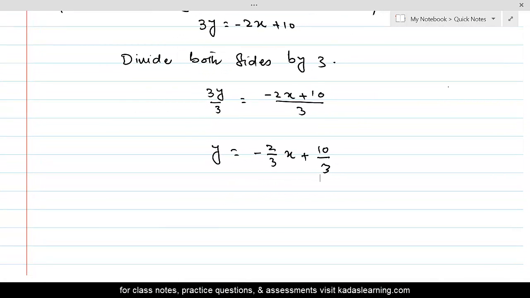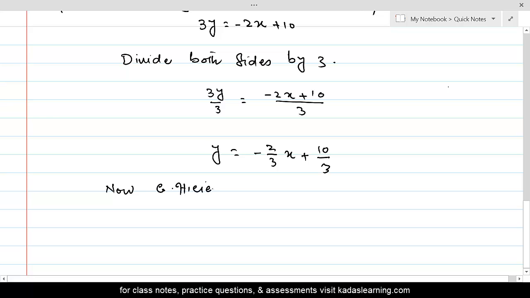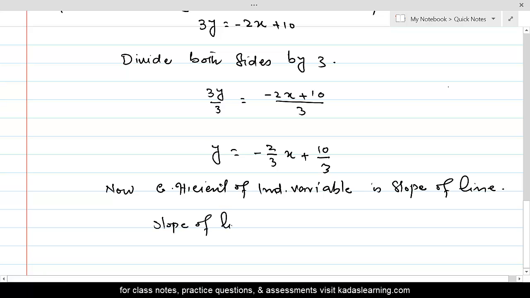And here slope is the coefficient of the independent variable. Now the coefficient of the independent variable is the slope of the line. And what is the slope here? The slope of the line, which is represented by m, is equal to minus 2 over 3.